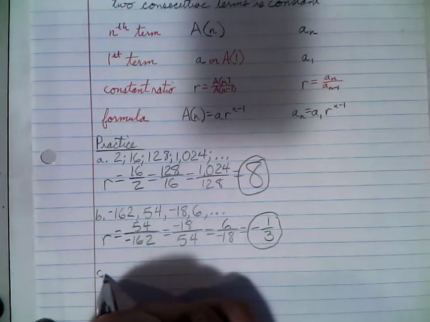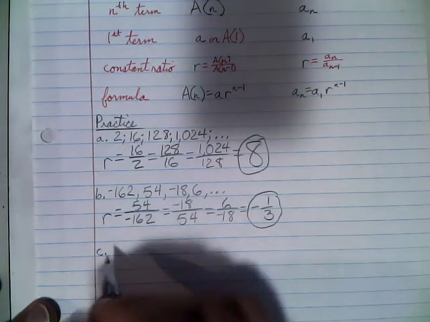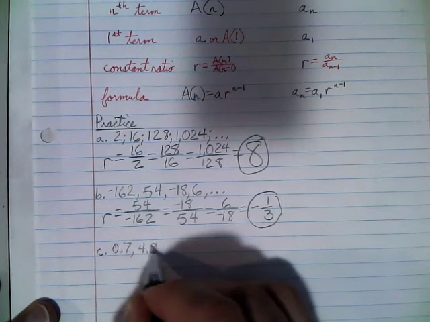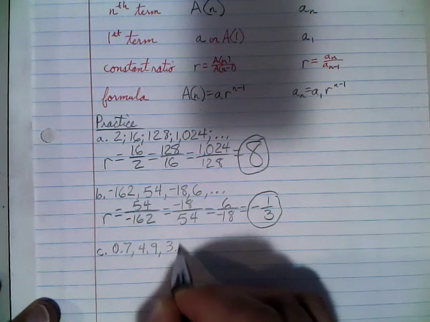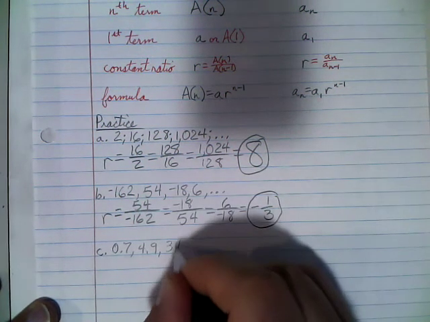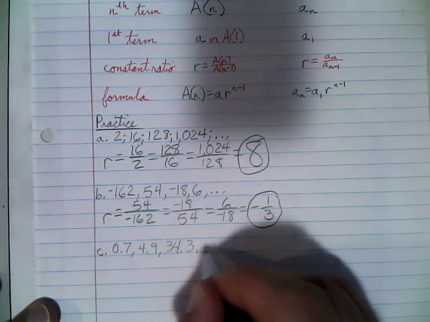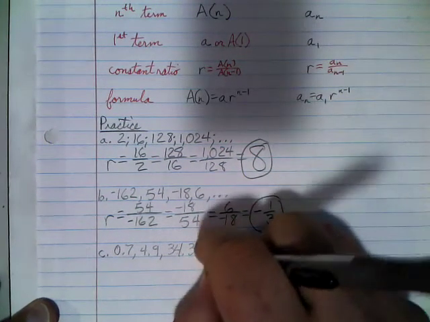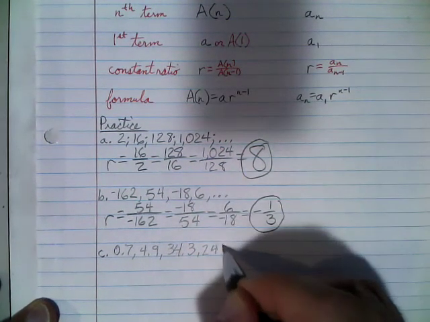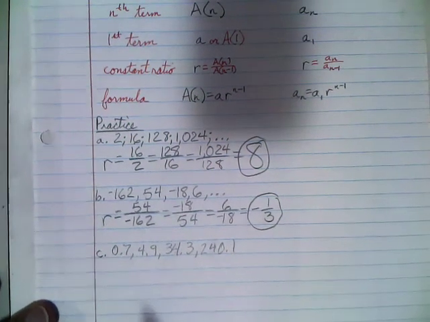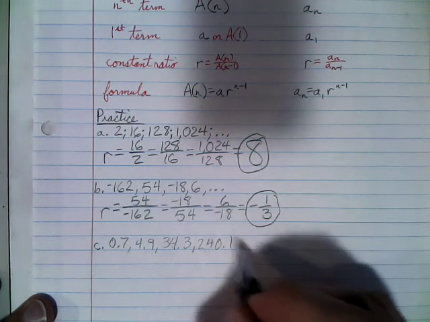Letter C, we have a 0.7, followed by a 4.9, followed by a 34.3, followed by a 240.1. Whoop, I accidentally put my decimal in a little early. And that goes on and on and on forever.